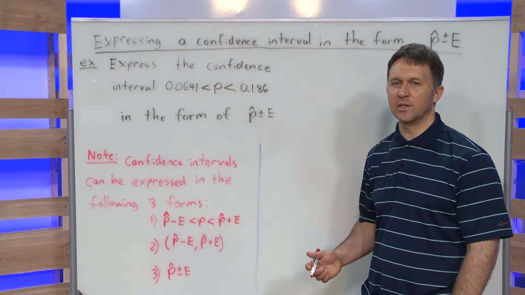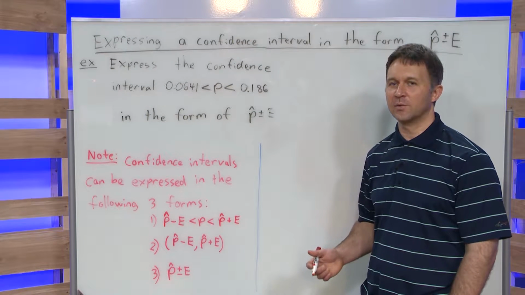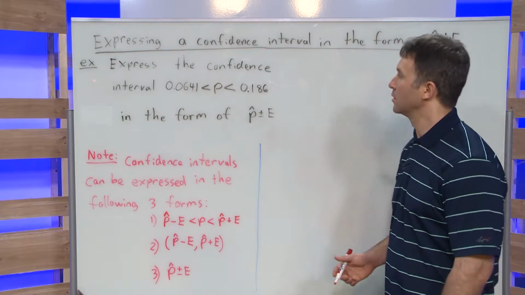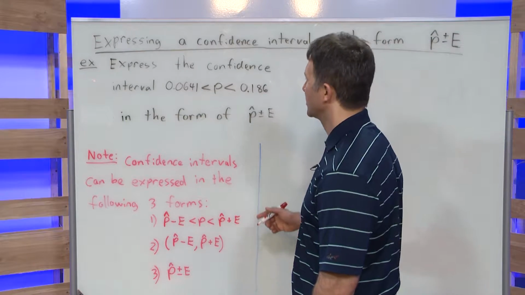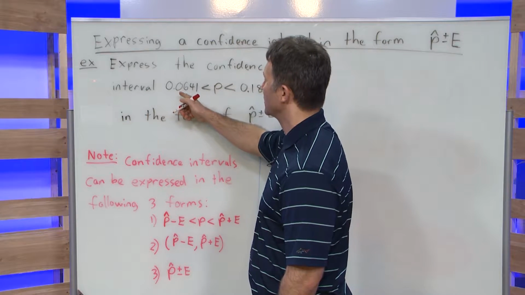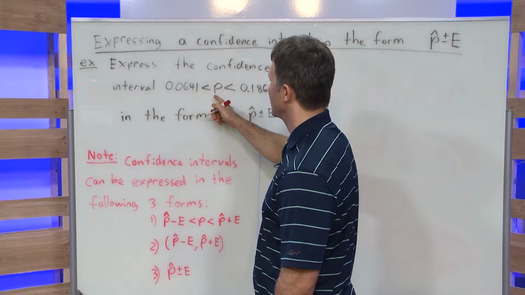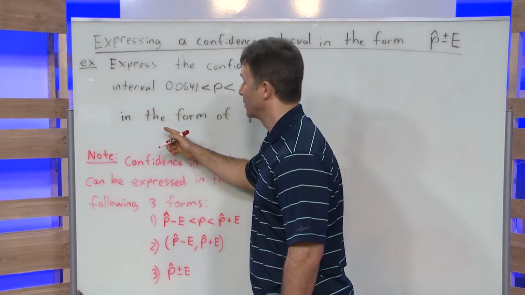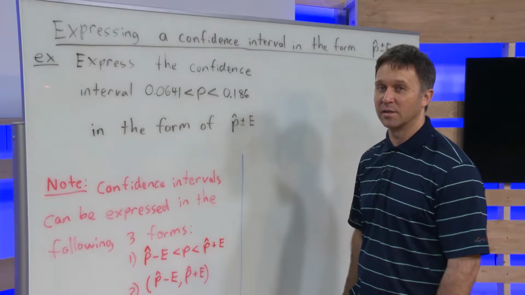Okay, in this particular example, we're talking about expressing a confidence interval in the form p hat plus minus e. Okay, so here's our problem. Express the confidence interval 0.0641 is less than p is less than 0.186 in the form p hat plus minus e.